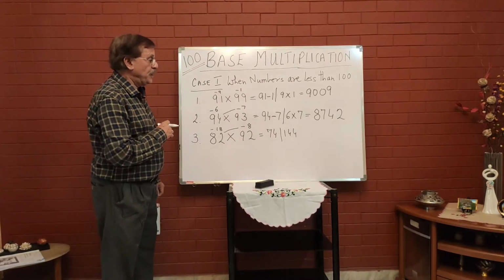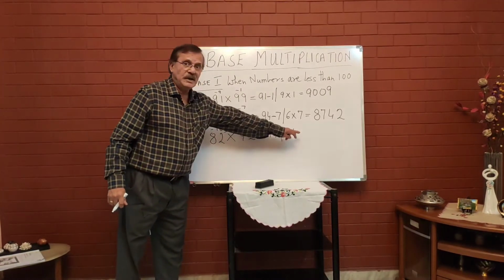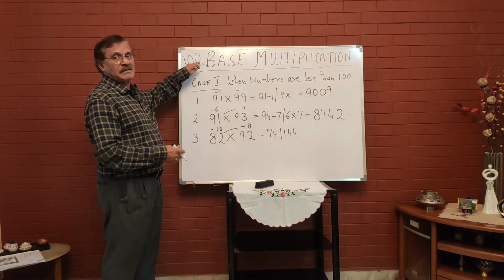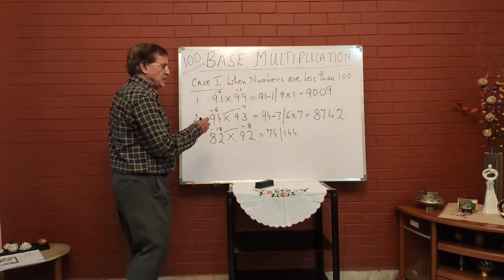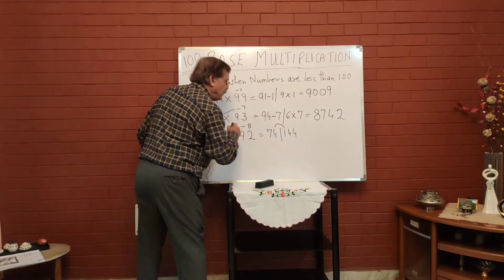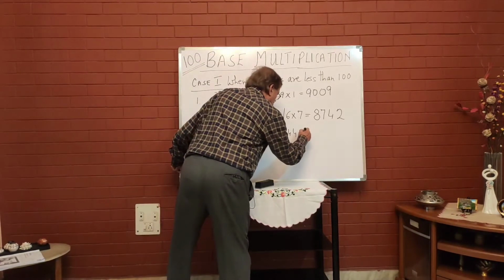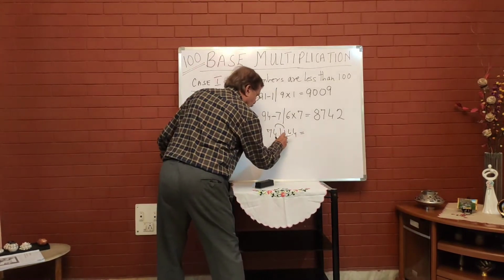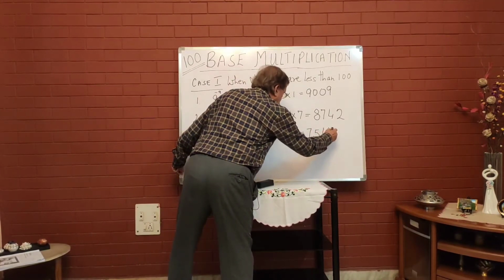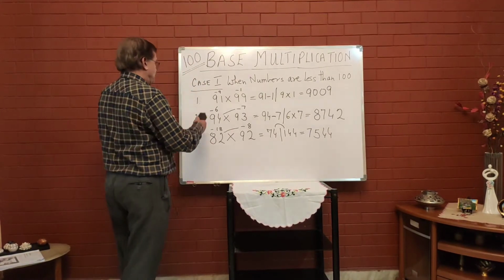Now over here, the second part contains 3 digits: 1, 2, 3. How many digits should be there? There should be 2 digits, because that is the concept. So what do we do with this 1 over here? What we do with this 1 is we add it to 74. Right? And the final answer you will get is 74 plus 1, 75, and 44. This is your final answer. Let us see the next part.